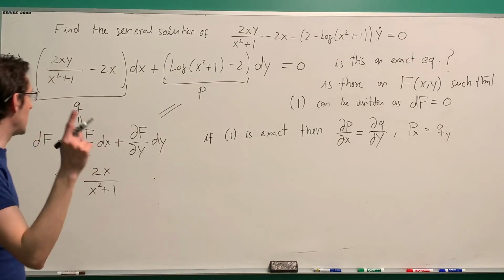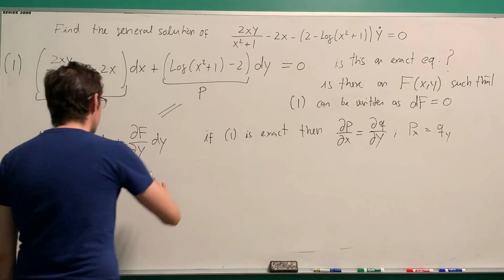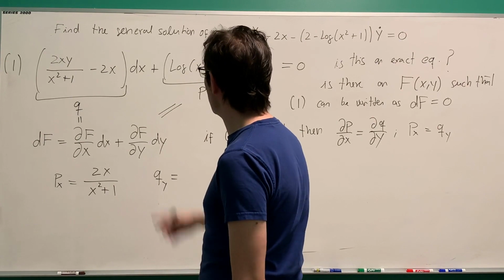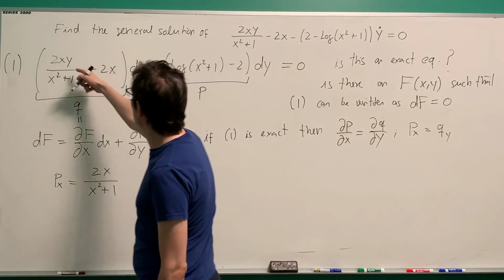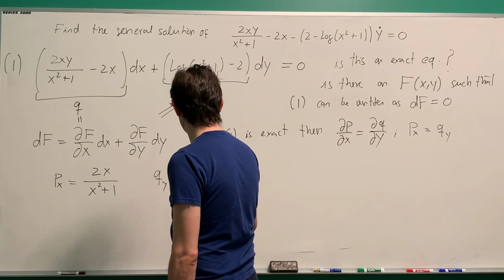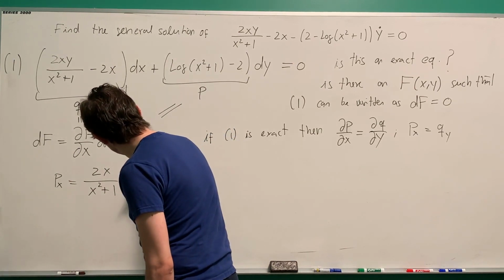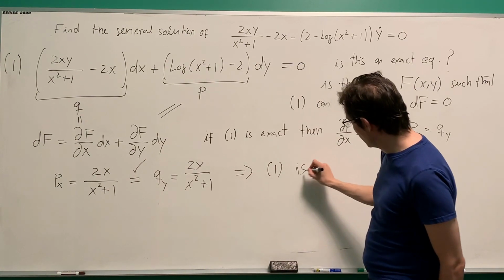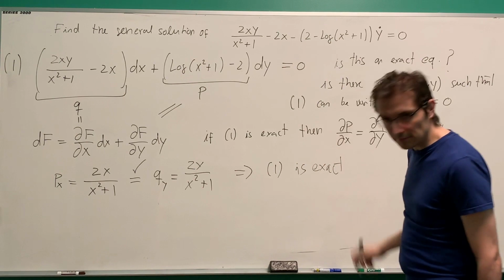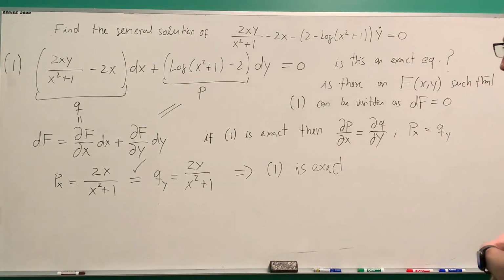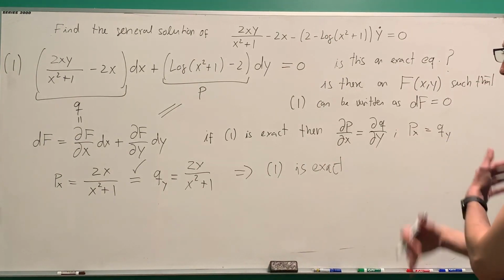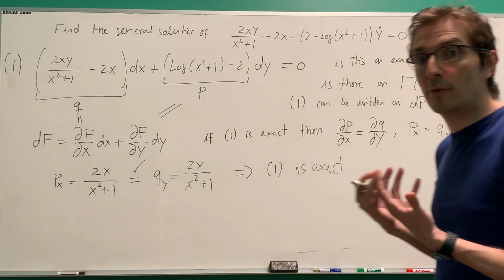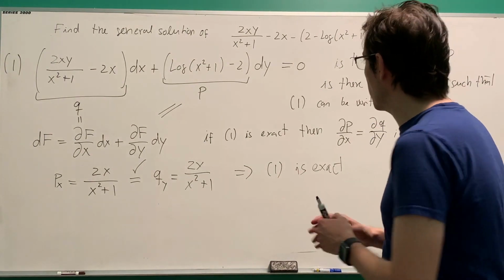Okay? And how about q? Well, q_y, if I take it with respect to y, it's pretty easy, it is 2x, this is the only term that contributes, divided by x squared plus 1. Oh, look how nice. They are equal. So that means that it is exact. All right, wonderful. So if it is exact, then we can now solve it with the techniques that we learned in the previous video.